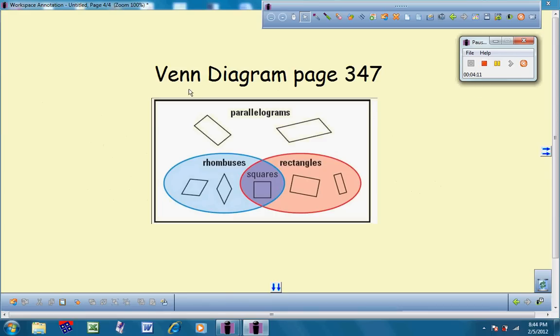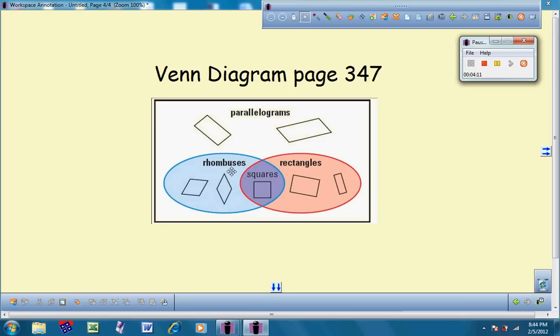Alright, next we're going to talk about the Venn diagram that is on page 347 of your text. You were told last week that you need to memorize this Venn diagram and understand the characteristics that parallelograms, rhombuses, squares, and rectangles have. So let's take a look at this. If you look here, you can see that a parallelogram is a rhombus, a square, a rectangle, and also there are two other types that we discussed, which were trapezoids and kites. But let's pay close attention to the areas that are overlapping in blue and red.